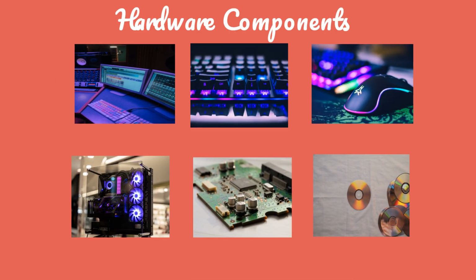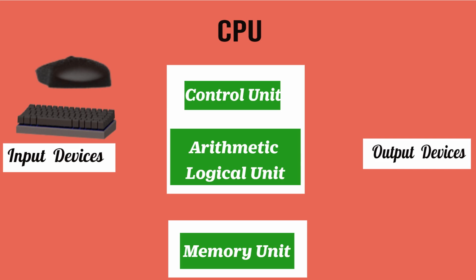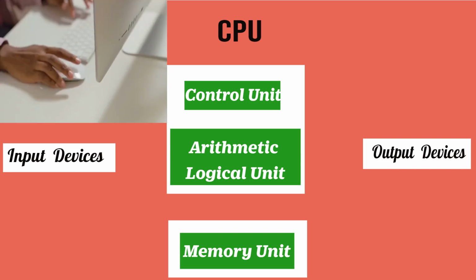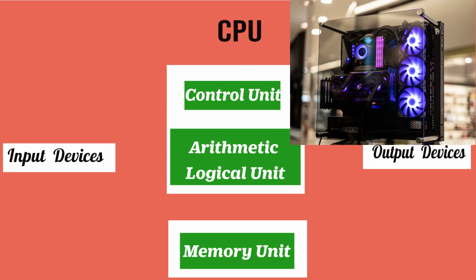Now, looking into the hardware components of a computer, they can be broadly classified into three units. Namely the input devices, the CPU, and the output devices. The input unit. The input unit consists of devices such as the keyboard and mouse, which enable users to enter data into the computer. Next, the central processing unit or the CPU.